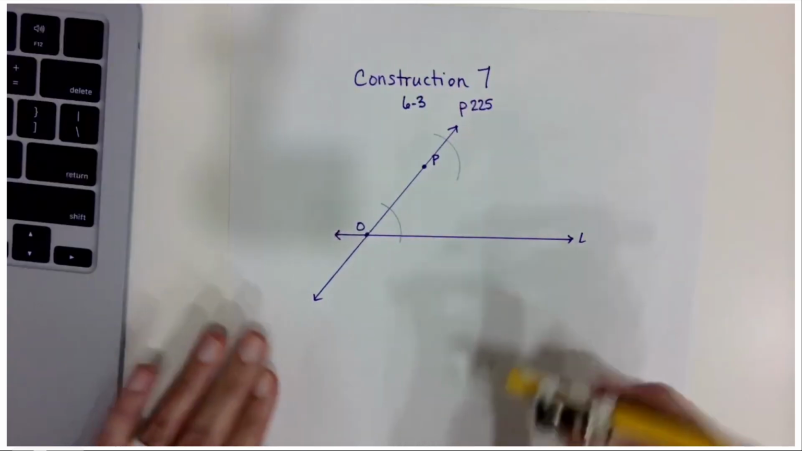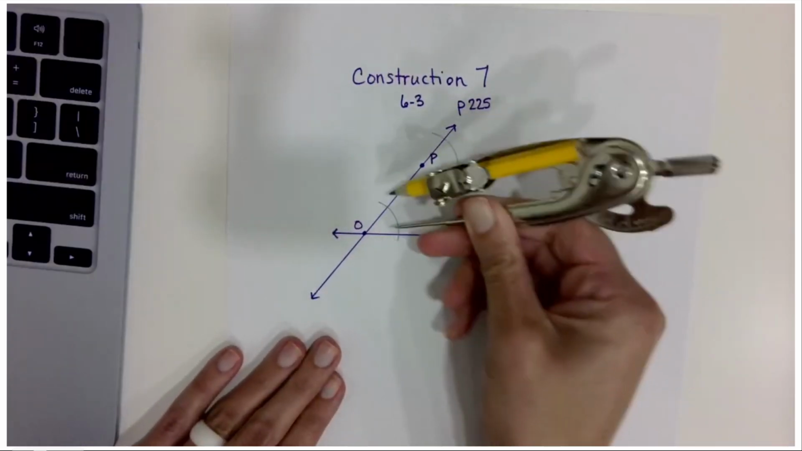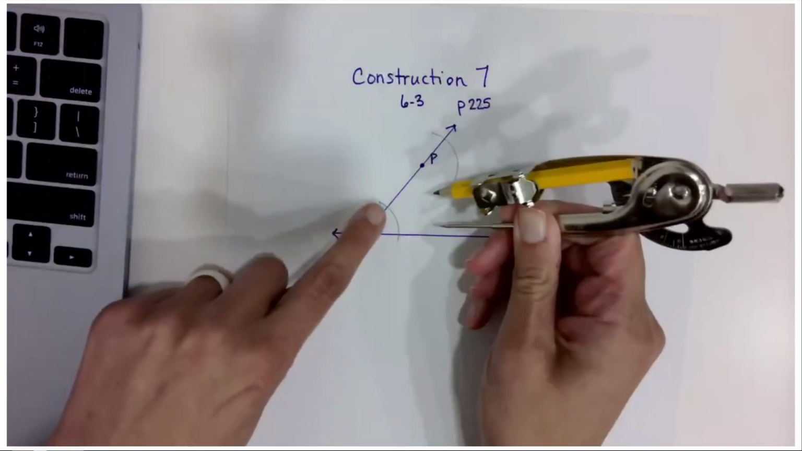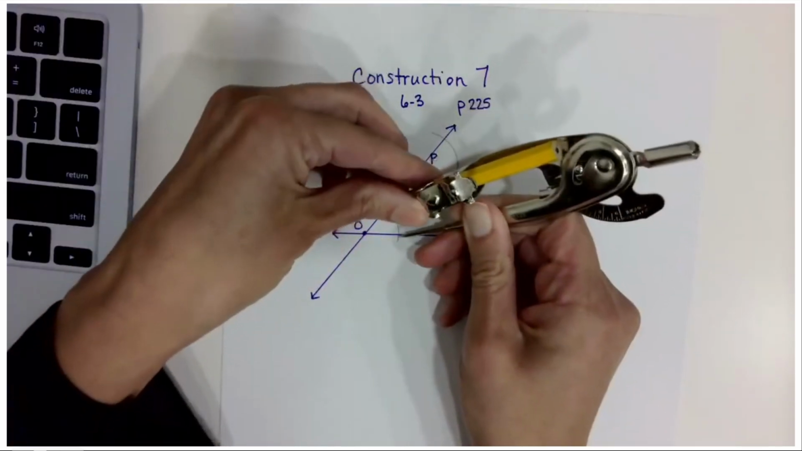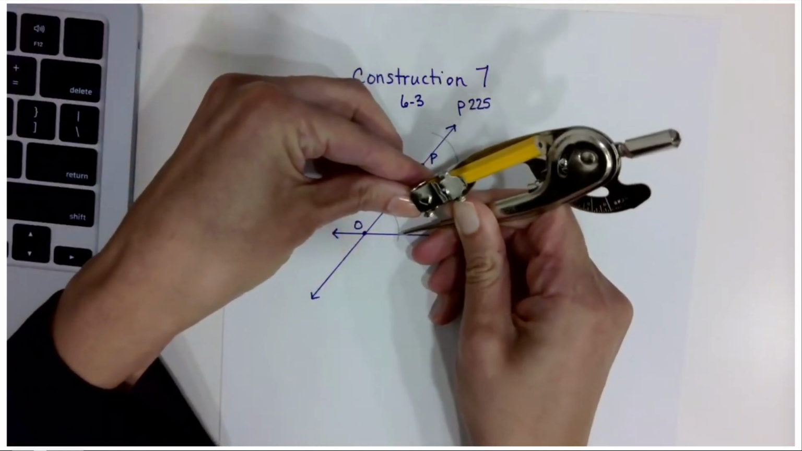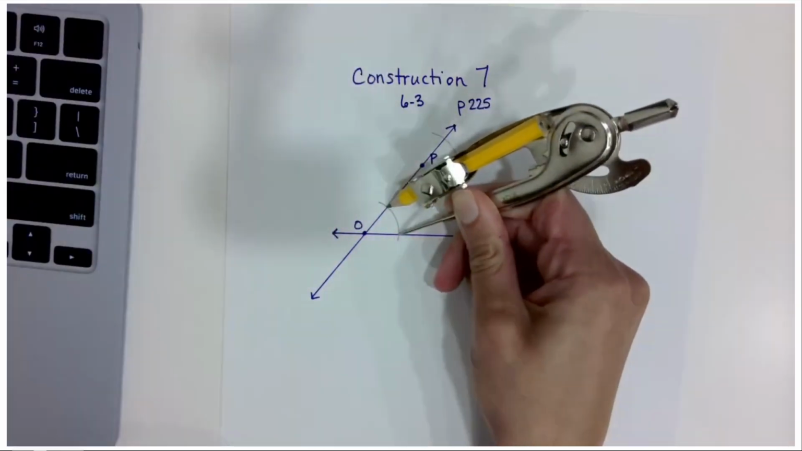Okay, now remember how we copy an angle. We are going to measure the distance where the arc touches our angle legs or sides. Matched up perfectly, the best we can. Okay, so see how it's matched with the distance?